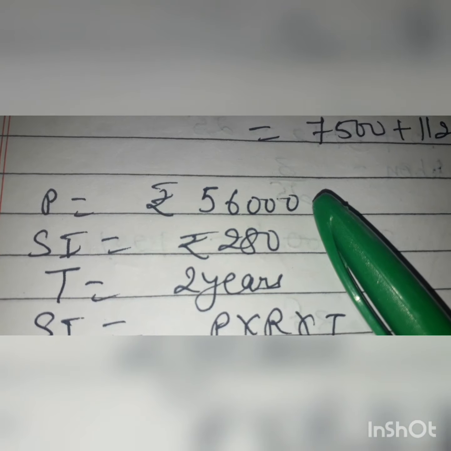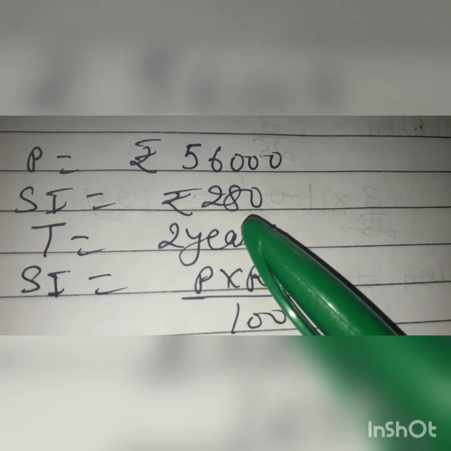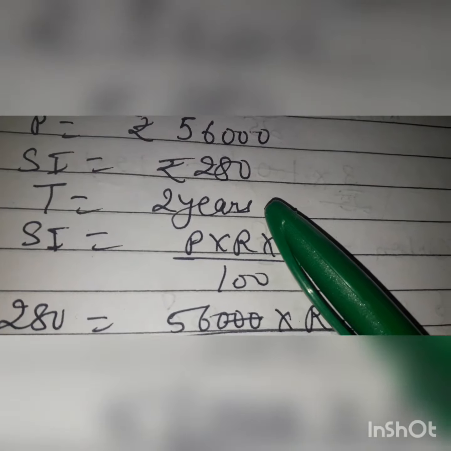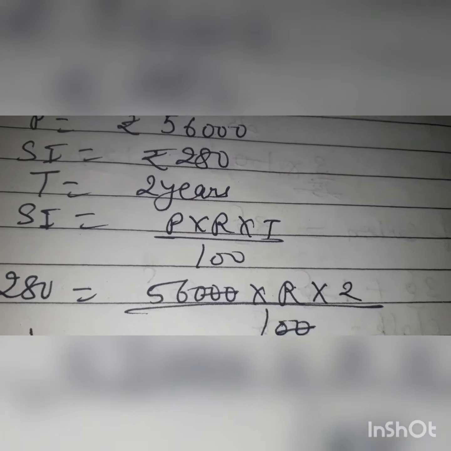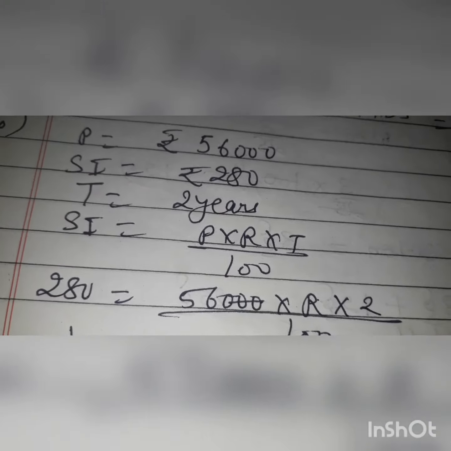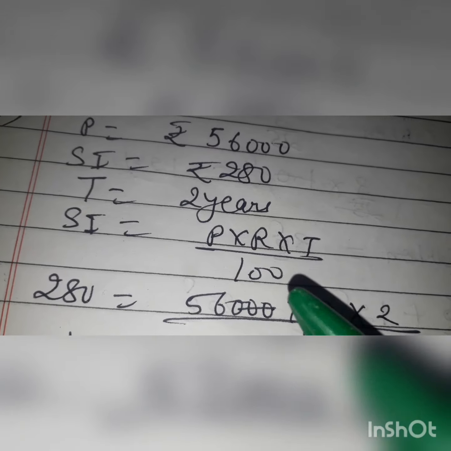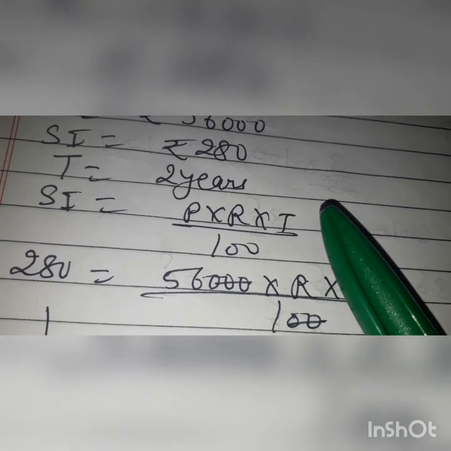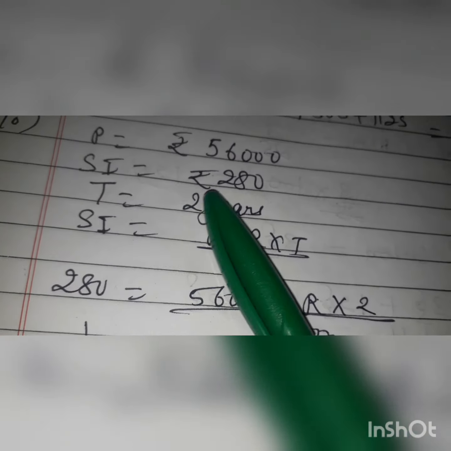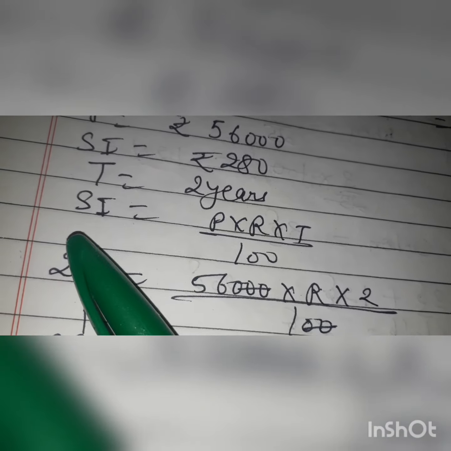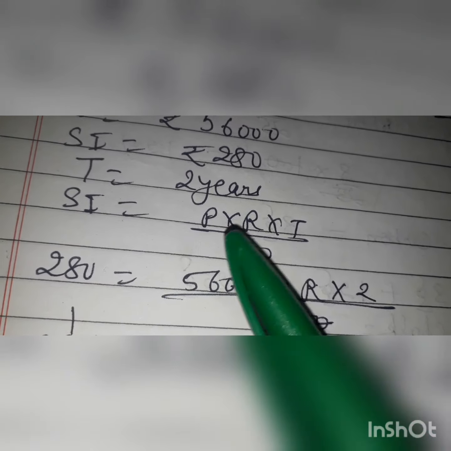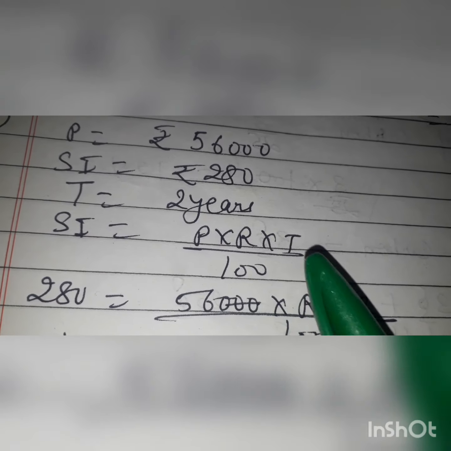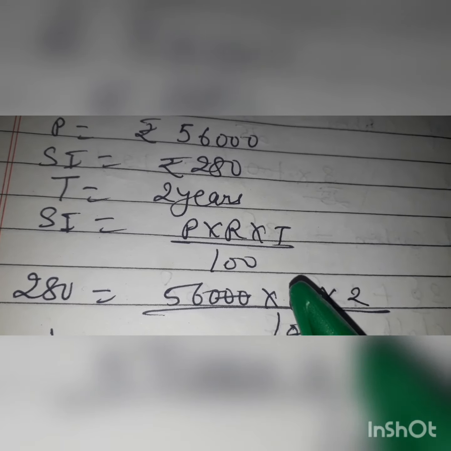Principal is given rupees 56,000. Simple interest is given rupees 280 and time is given 2 years. Here in this question, you have to find the rate of interest. I will use the simple interest formula: P multiply by R multiply by T upon 100. I will put in all the given values. In place of simple interest 280, principal 56,000, rate of interest I don't know anything about, time is 2 years upon 100.